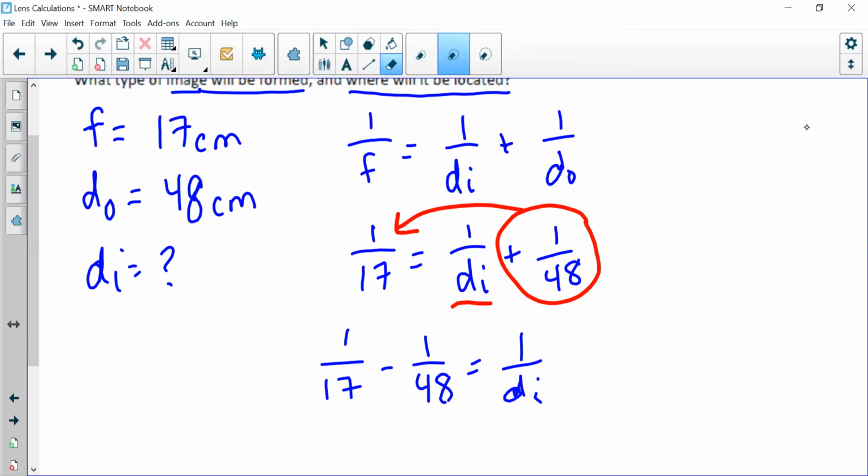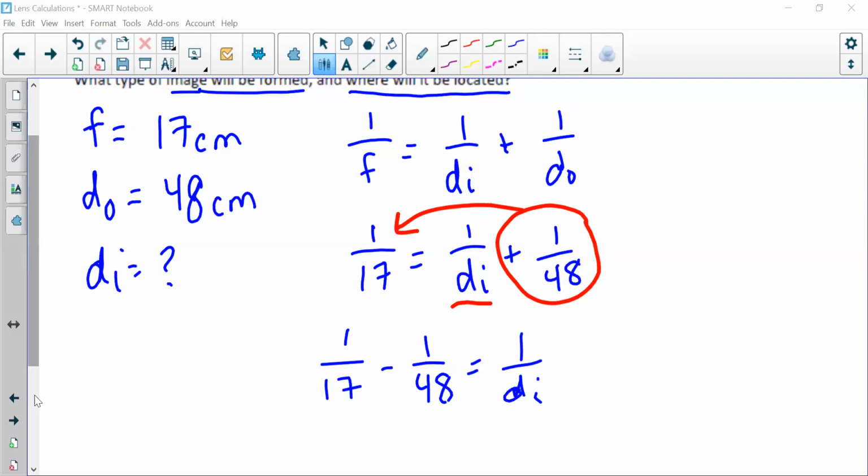Try it and put into the chat what you get, and leave it as a fraction for now, if your calculator gives you a fraction. Actually, throw into the chat whatever your answer is, regardless if it's a fraction or decimal, when you do 1 over 17, take away 1 over 48.